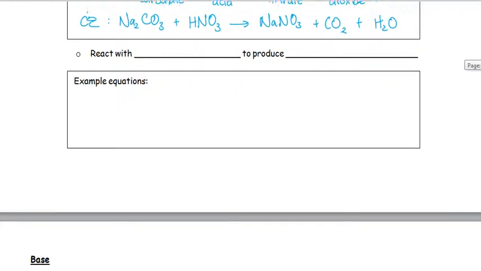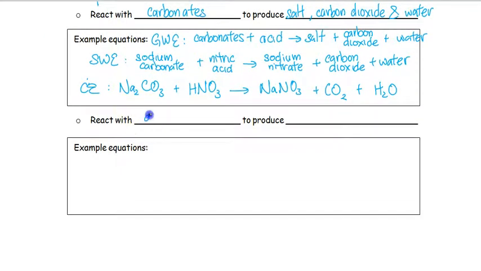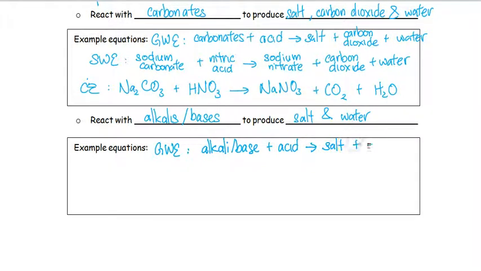And lastly, your acids react with alkalis and bases. Okay, either one, alkalis or bases, to produce salt plus water. So what's the general equation? What you have is your alkali or base reacting with your acid to produce salt and water.